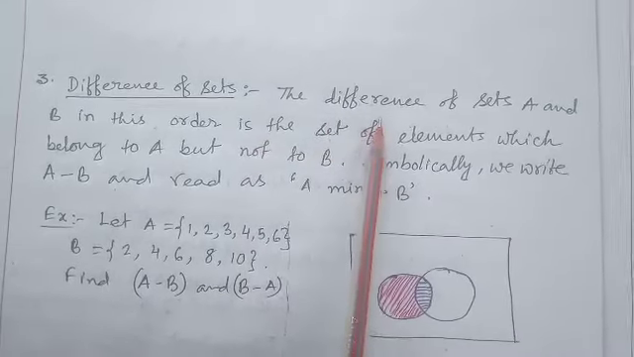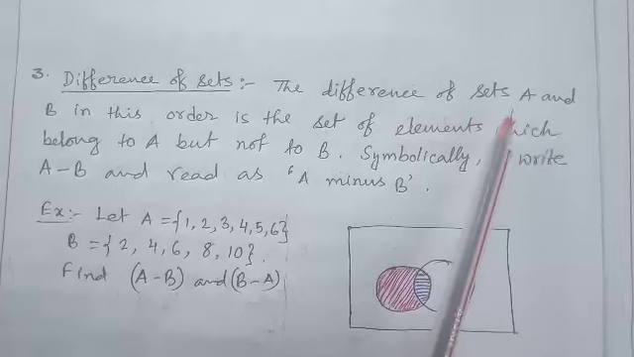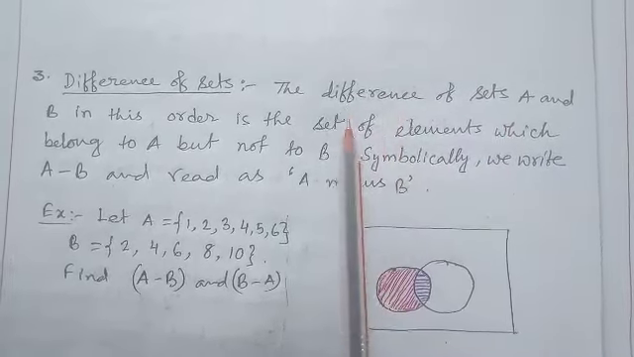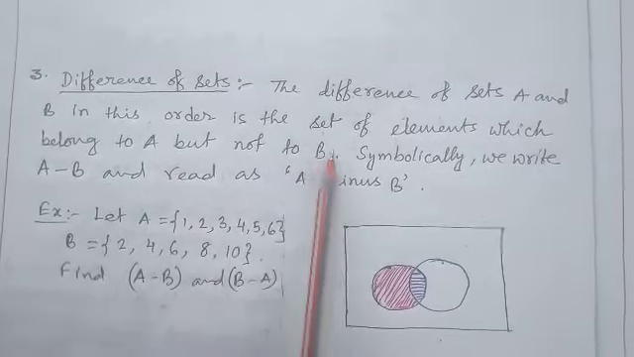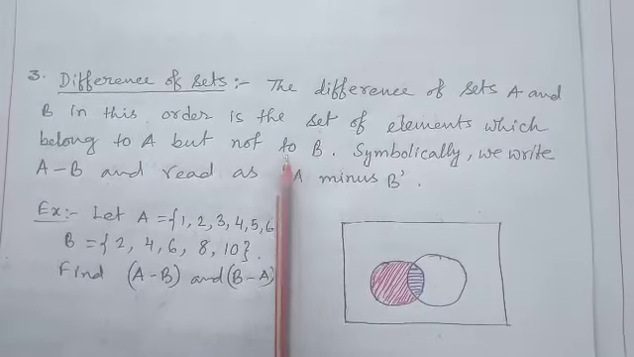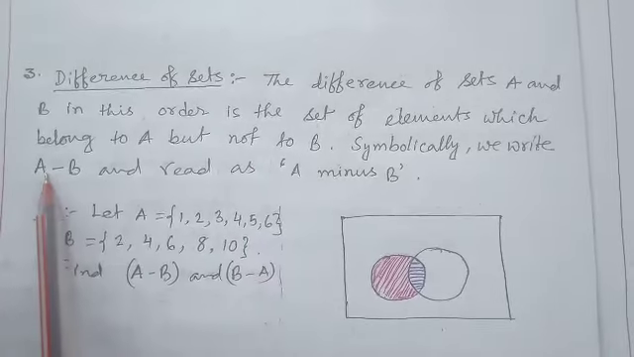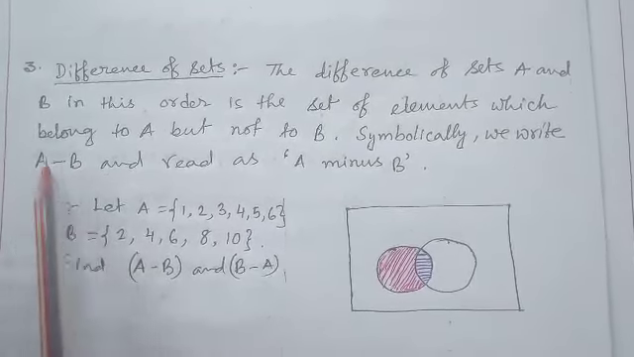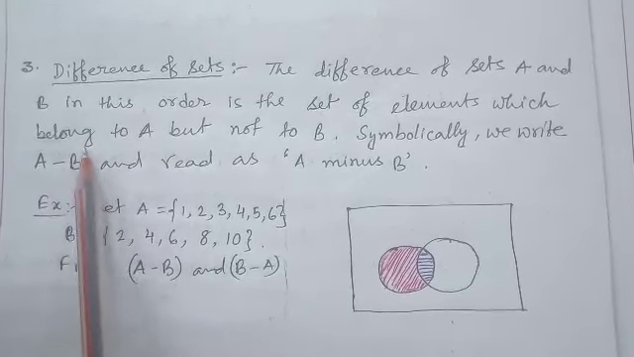Next, difference of sets. So what is the difference of sets? The difference of two sets A and B, in this order, is the set of elements which belong to A but not to B. All the elements of A, not of B. You should remember this thing. Symbolically we write it as A minus B, and you read it as A minus B. This is the minus sign, you know.